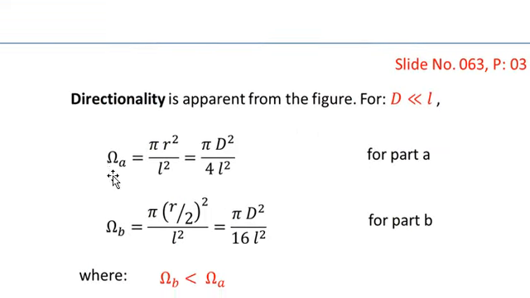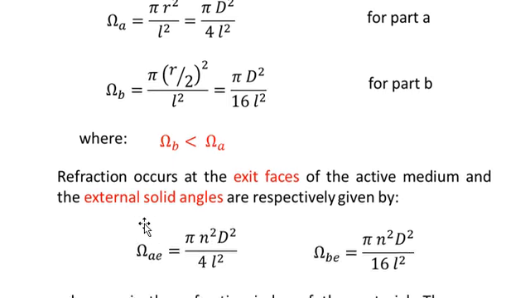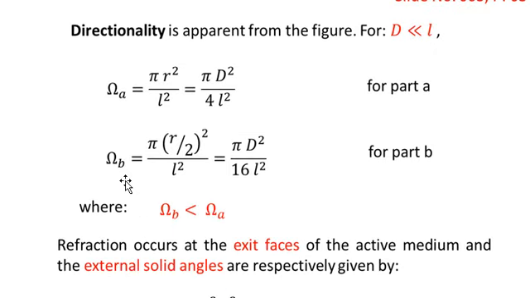So we are calculating the solid angle for the case B, which is equal to pi into (r by 2) squared divided by L squared. So substituting r as d by 2, we have (d by 4) squared. Expanding that, we have pi d squared over 16 L squared. So this is the solid angle for the geometry B. And obviously it is clear that sigma B is less than sigma A.